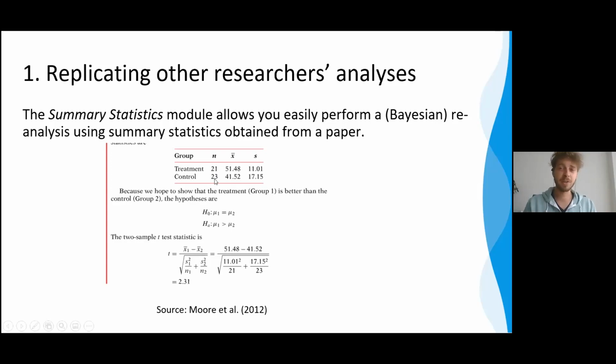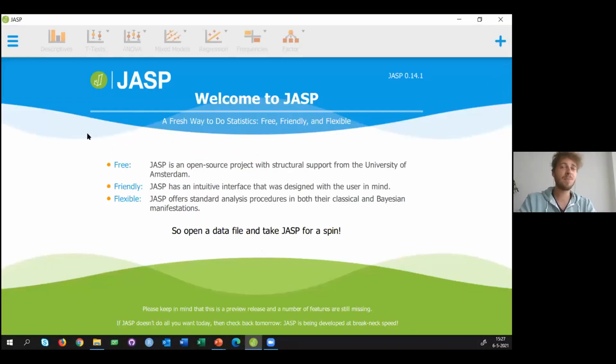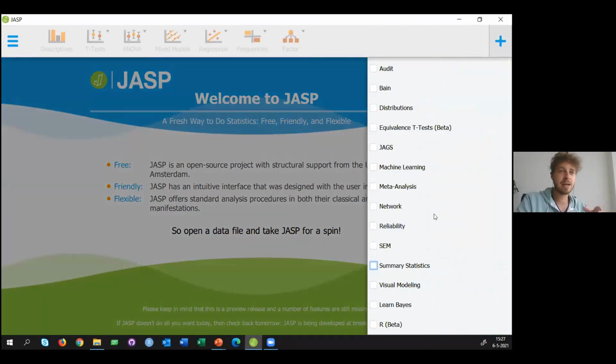So using that summary statistics module, we can take this information and super easily recompute how much evidence there is for that hypothesis that they're testing. A Bayesian statement made with just this information. So let's go ahead and do that in JASP. If I switch to JASP right now, what I will do first is go ahead and add this summary statistics module to my JASP.